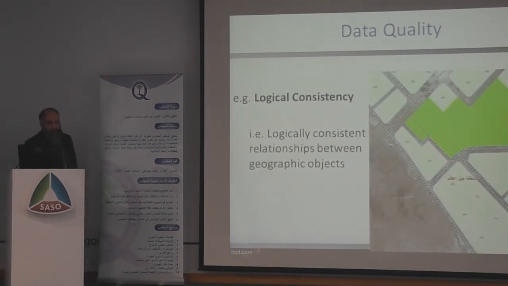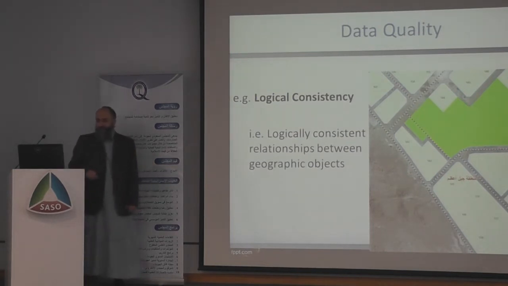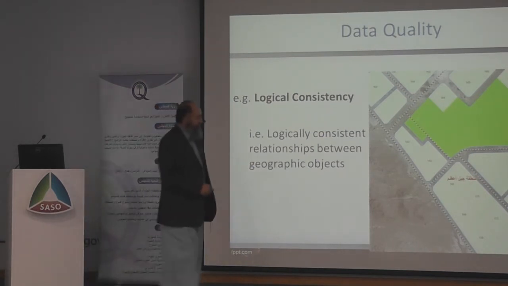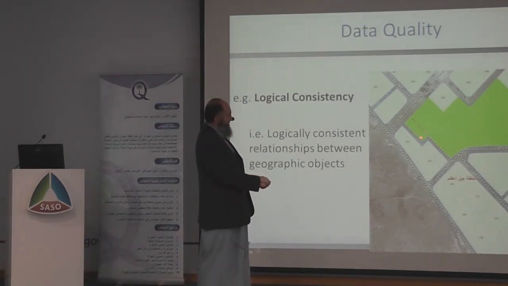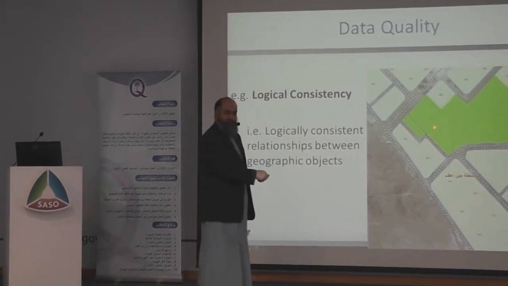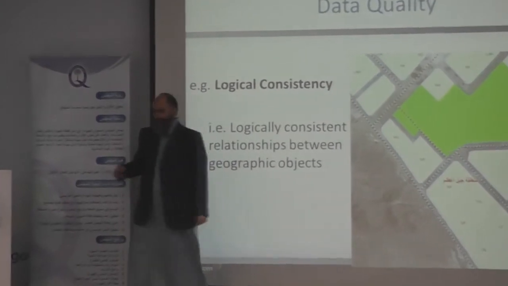Okay, logical consistency. What do you see? Logically consistent relationships between geographic objects. See here? This land is outside it. The street became like zigzag. This is a problem.